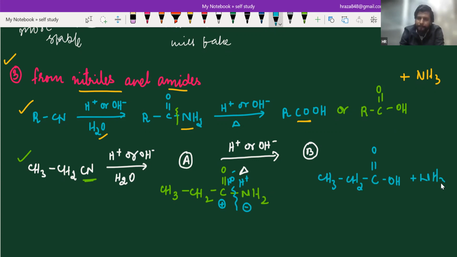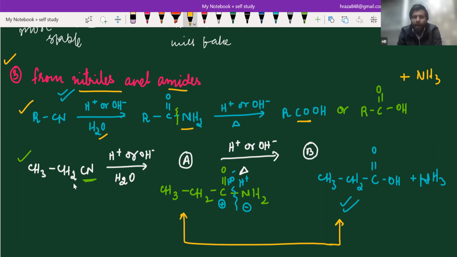So basically, this is how we prepare carboxylic acid from nitriles. And if you need to prepare carboxylic acid from amides, only this step is enough. Because to prepare carboxylic acid from nitriles, we need to convert the nitrile into amide first, and after this amide, we will get carboxylic acid.